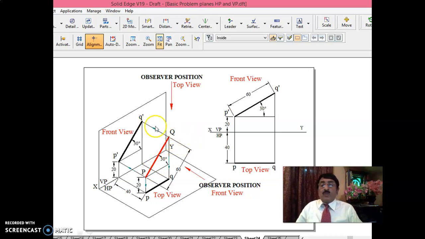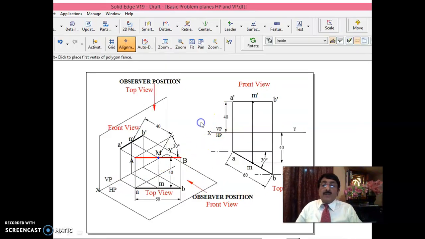And when you move Q this way or this way, there was only one locus in the front view. That is Q locus in the front view, as well as Q locus in the top view. That means there was only one locus. That is Q locus in the front view or Q locus in the top view if it is inclined to VP.